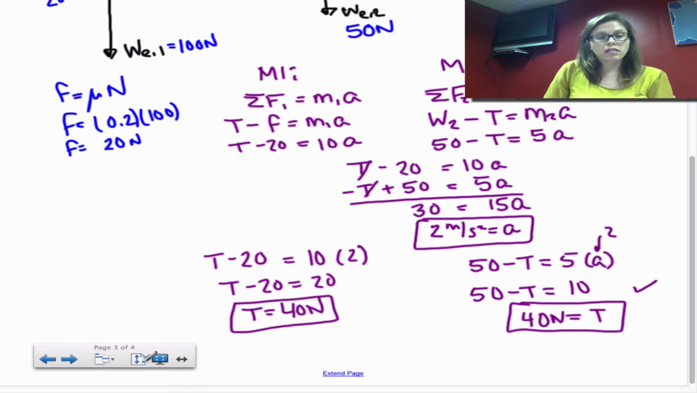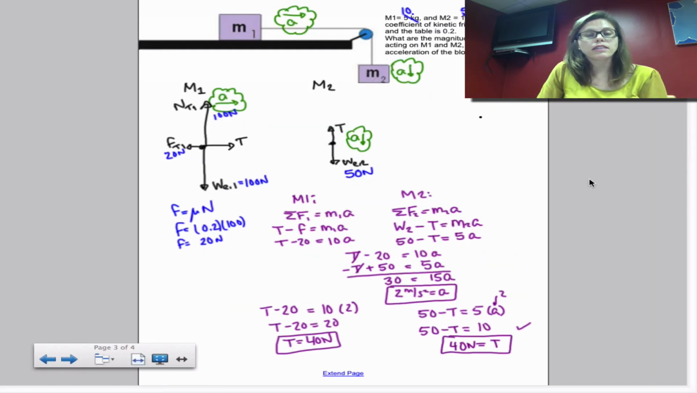Excellent. So we did our free body diagrams to begin with. We noticed where the accelerations are, and I put that in green. We solved for our friction, wrote our F-net equations.